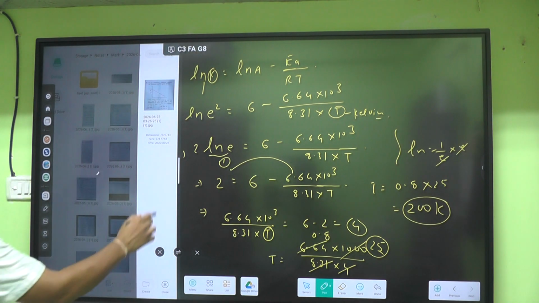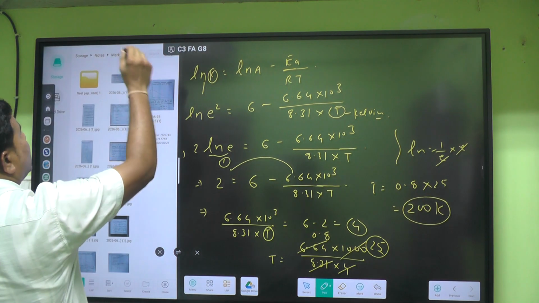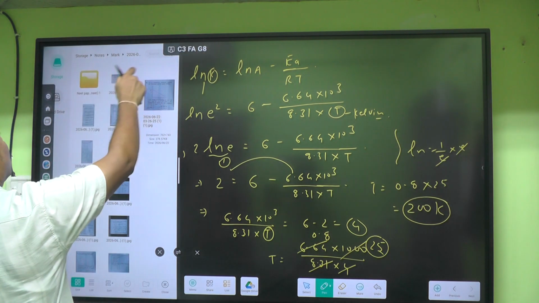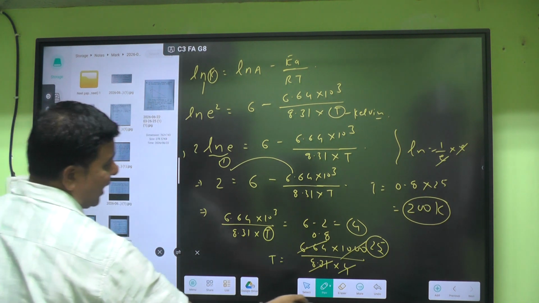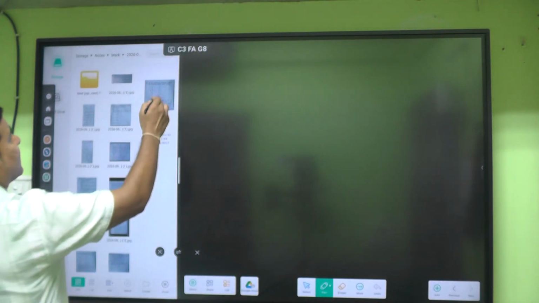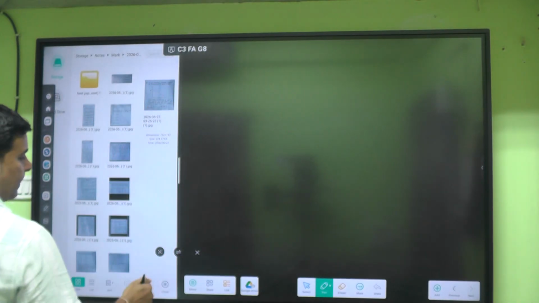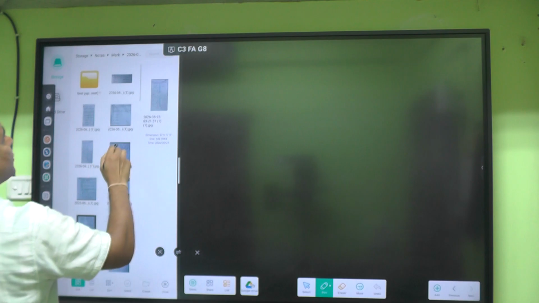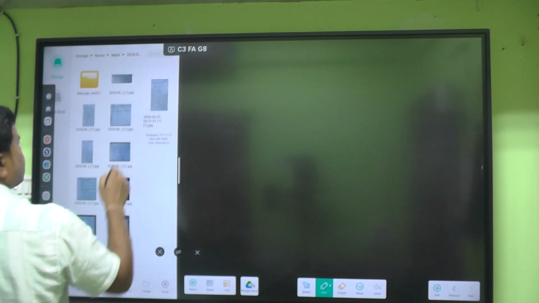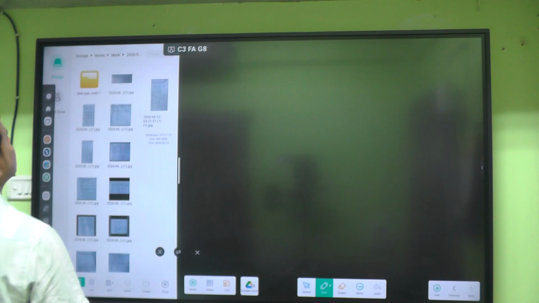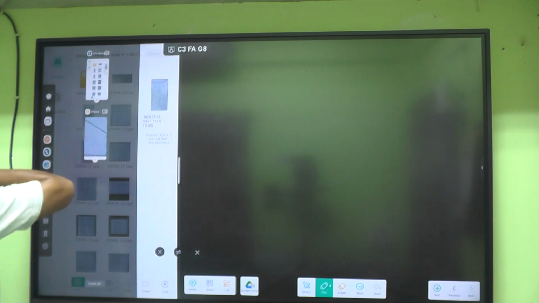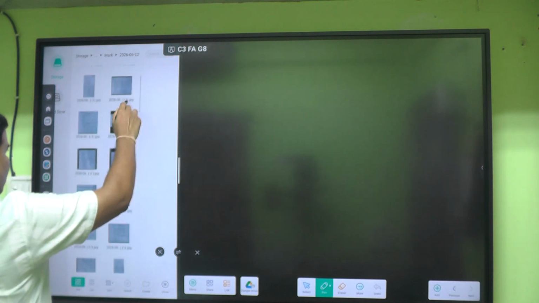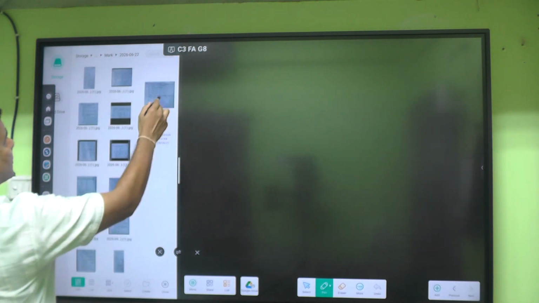Okay, so remember this, the 200 Kelvin temperature requirement. Now the next question we discuss. I will discuss question number 57 here.